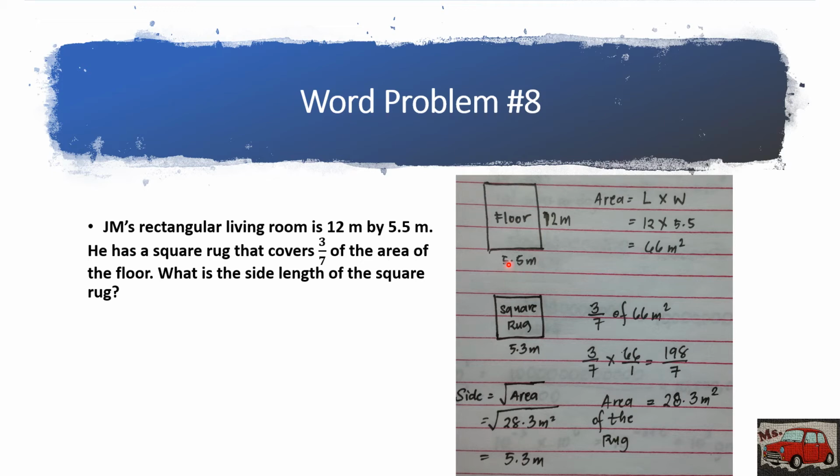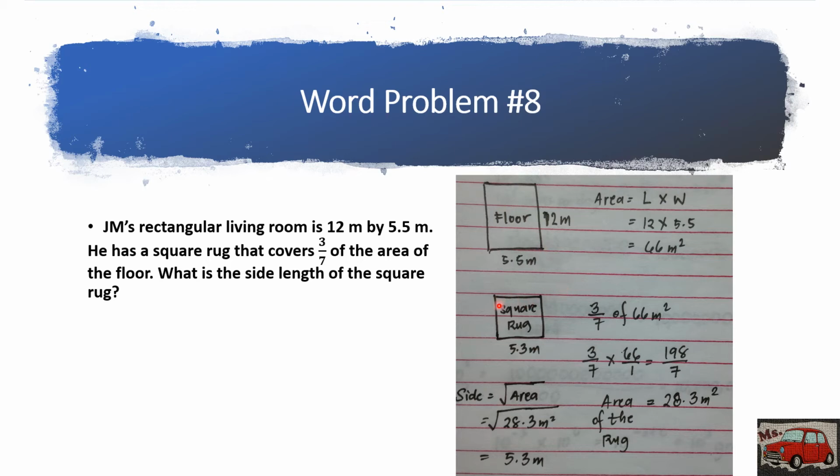Okay? So, this is the floor, the living room of JM. And yung side niya is 12 meter by 5.5 meter. So, to get the area of this floor, you just need to multiply their length and width, and you'll get 66 meter squared. Okay? So, ito yung area ng living room ni JM.